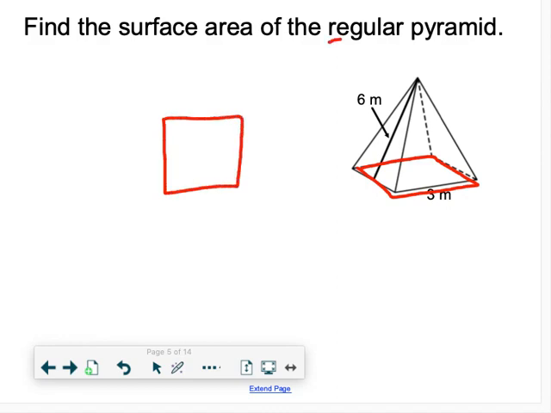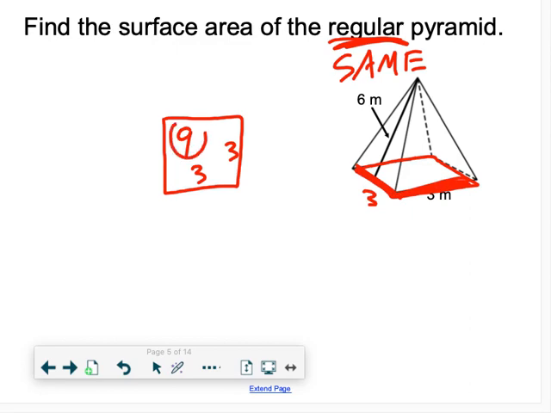Why? Because here's this word regular. Everybody underline the word regular, and in your notes, put down the word same. That means they told me this side right here, this side is 3. So if you want to make the note to yourself, this side over here is also 3. So find the area of the rectangle. Take 3 times 3, and you get 9.